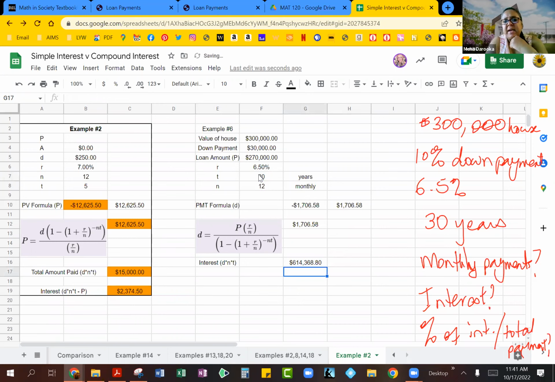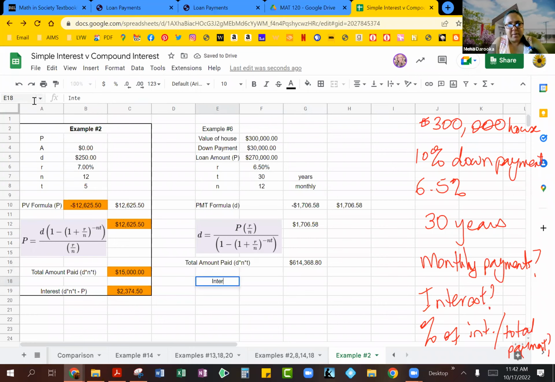So over the life of the loan, Lynn will have paid $614,368.80. And I'm sorry, this should not be interest. This is how much total amount she has paid, because we still have to calculate the interest. Okay, sorry, that was the total amount paid.